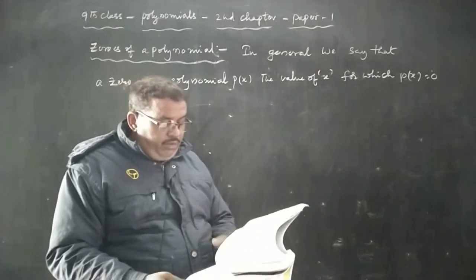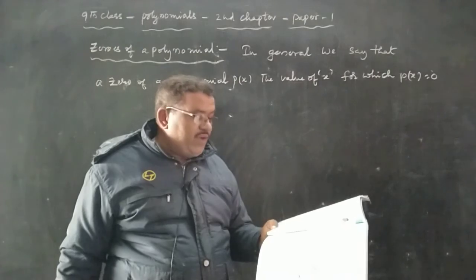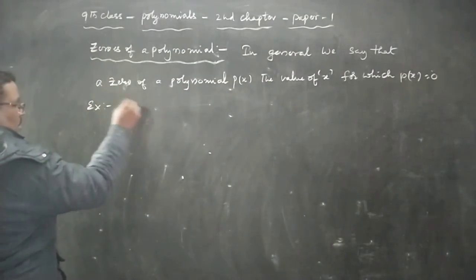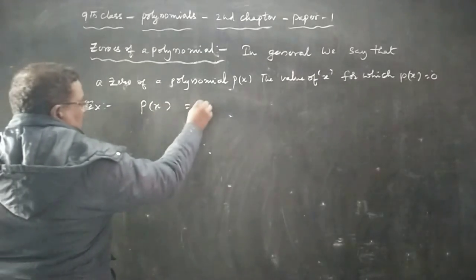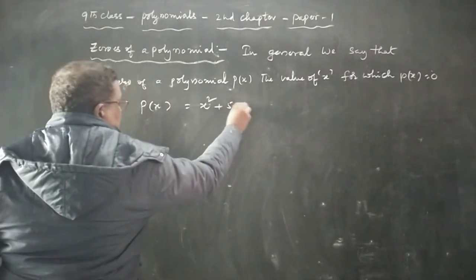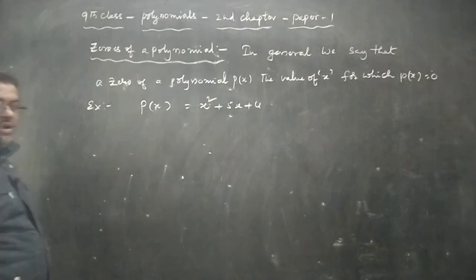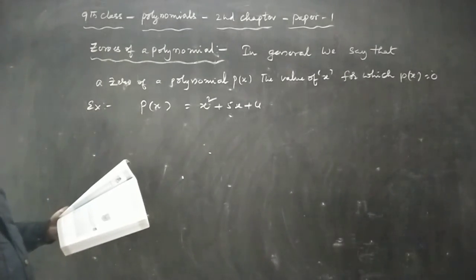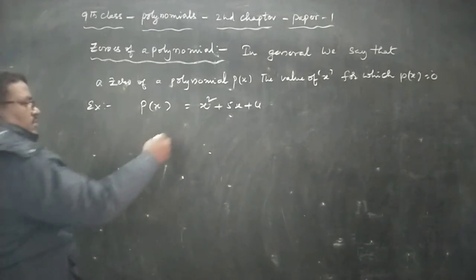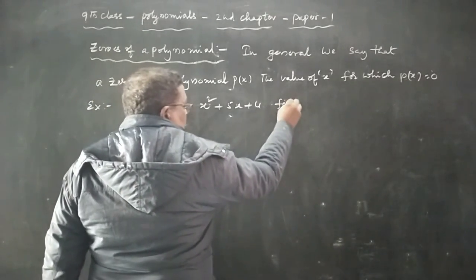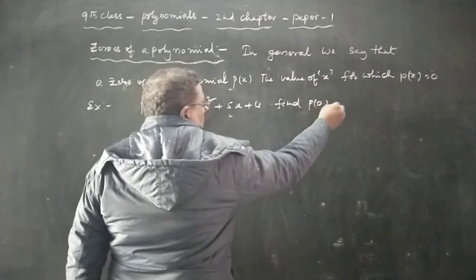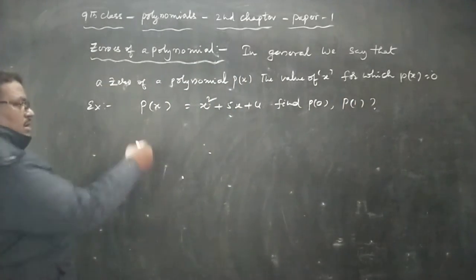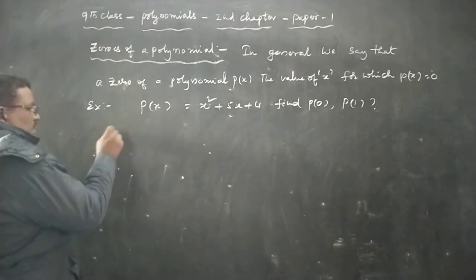See one example here. Example, P of x is equal to x square plus 5x plus 4. This is a given quadratic polynomial. Find the value of P of x at some values given already, 0 and 1. Find P of 0, P of 1. What are the zeros of the given polynomial? So, first let us see the solution.